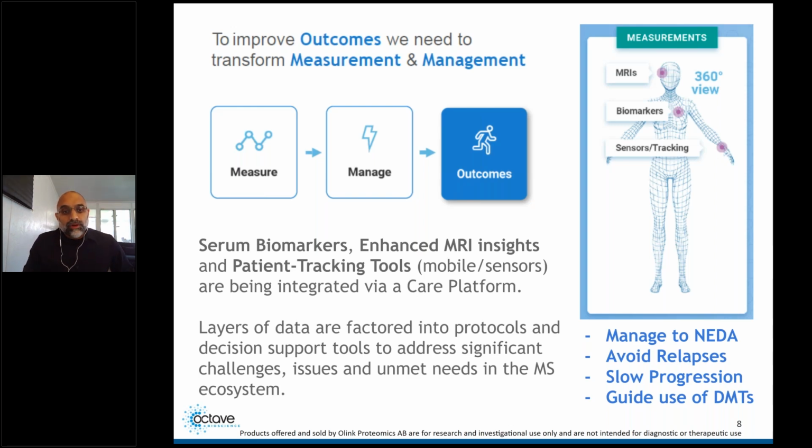At Octave, we are using serum biomarkers, enhanced MRI insights, and patient tracking tools that are being integrated via what we refer to as a care platform. This care platform takes these layers of data, including others, that are factored into protocols and decision support tools to address significant challenges, issues, and unmet needs across the entire MS ecosystem. By ecosystem, I'm referring to the patients, the physicians, the drug developers, and the health plans. The goal in managing MS patients is to manage to NEDA, or no evidence of disease activity, also avoiding relapses and slowing the progression of the disease, and help guide the use of disease-modifying therapies.